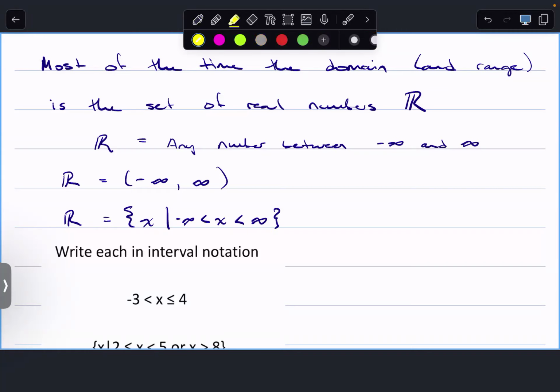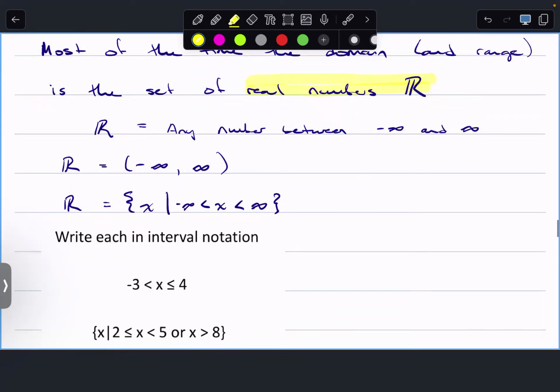So the set of real numbers is going to be an important player for us. And so it's good to get used to what it is. And it's just any number from negative infinity to infinity. Okay.